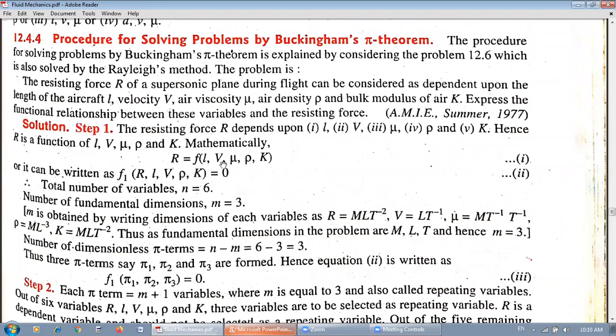It is not only L, V, mu, rho, K. You have to consider the dependent variable also. So the dependent variable is R, that is resisting force, which is a function of length of aircraft, velocity, air viscosity, density, and modulus of air, that is K. So total number of variables n is equal to 6. Number of fundamental dimensions, that is M, L, T, so m is equal to 3.